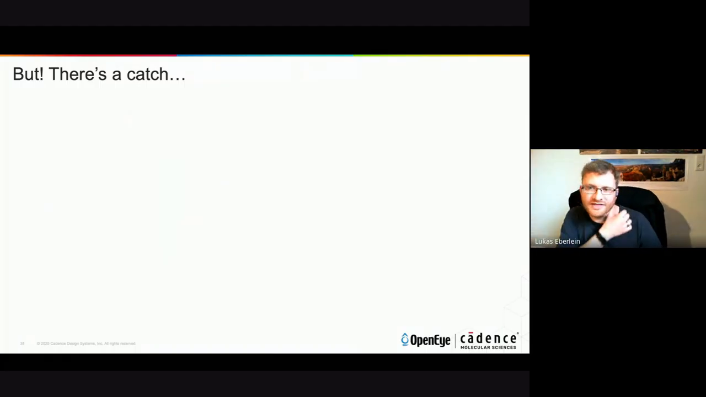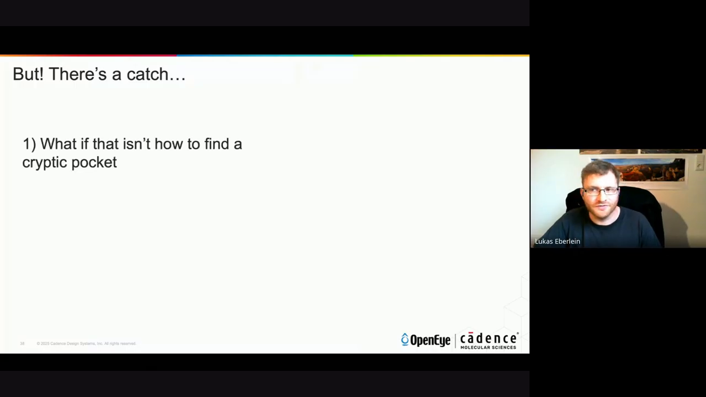But of course, there's a catch. What if this isn't how you actually find a cryptic pocket? What we are doing here is to push the protein around and explore its conformational states, but maybe it requires some type of other effect to open up a pocket. In fact, it might be energetically unlikely to open up a pocket because it might need some kind of chemical probe. So what do I mean by this?